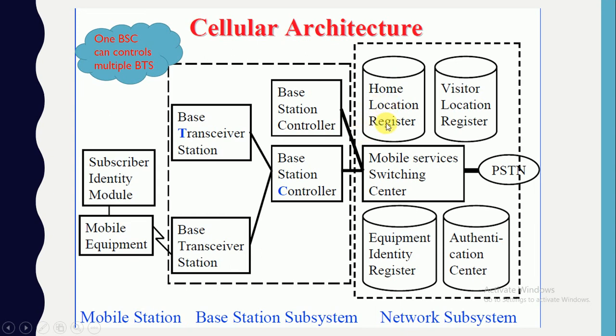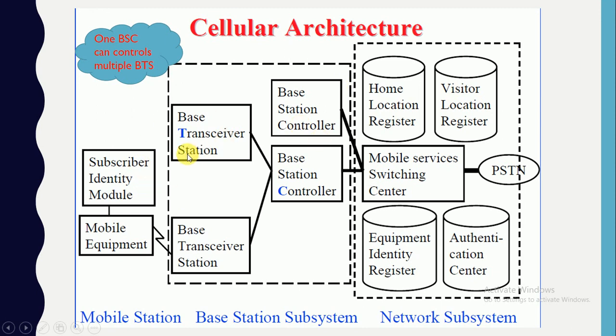So what is HLR? It is the home location register, and VLR stands for visitor location register. HLR and VLR provide call roaming and routing. The equipment identity register contains all the valid mobiles, and the authentication center stores secret keys of all SIM cards. Each SIM also has its international mobile equipment identity number. When you look behind the SIM card, you will find the IMEI number.